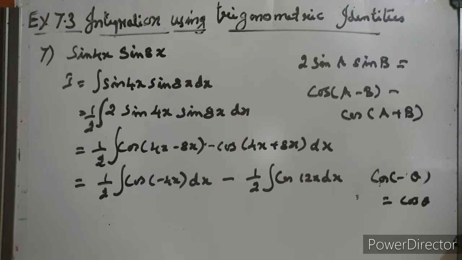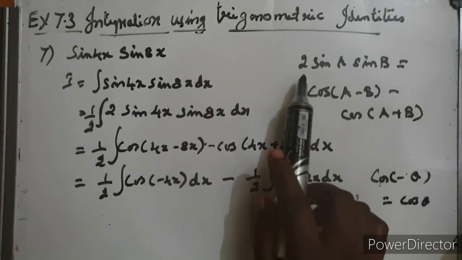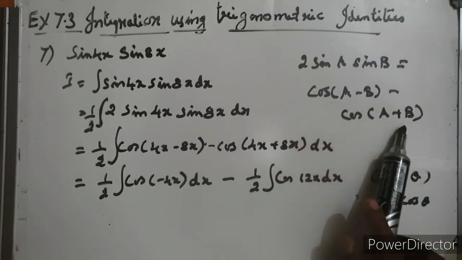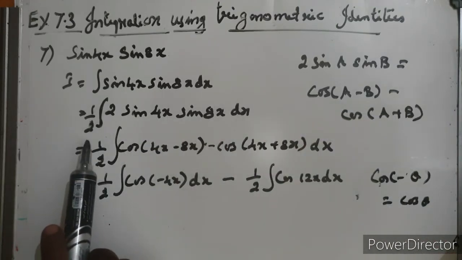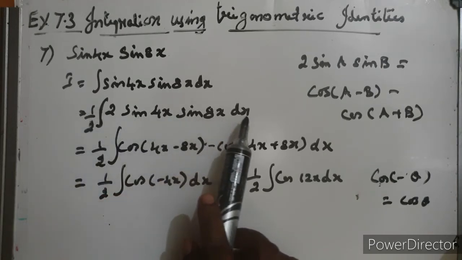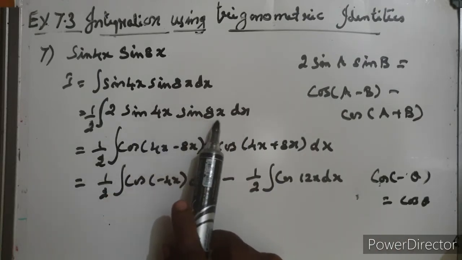Seventh one, find the integral of sin 4x sin 8x. So let I equal to integral of sin 4x sin 8x dx. So we have the trigonometric formula 2 sin a sin b equals cos(a minus b) minus cos(a plus b). So multiplying and dividing by 2, half of integral of 2 sin 4x sin 8x dx. So cos(a minus b), here a is 4x and b is 8x.